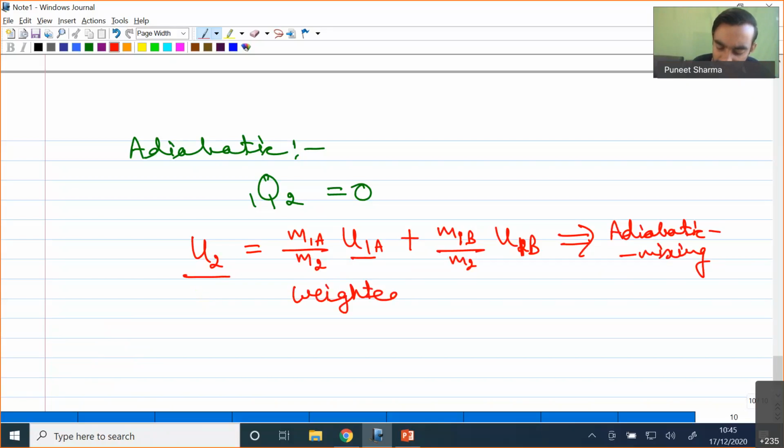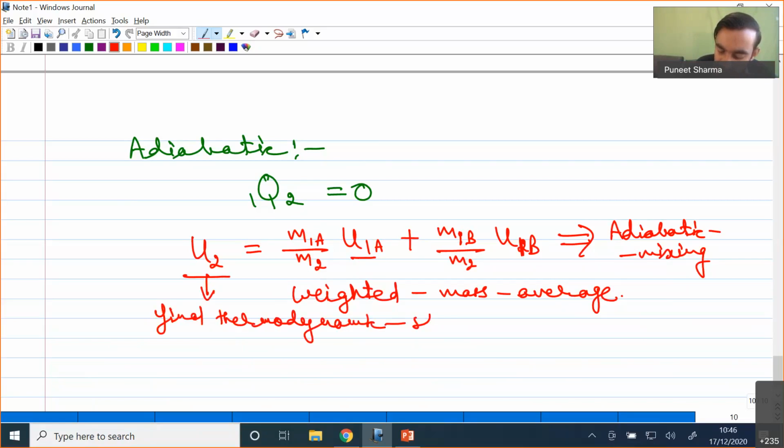So what we are having is nothing but a weighted mass average. Why weighted mass average? Because you can see M2 is your total mass. So M1A by M2 is nothing but the fraction of the mass of container A with reference to total mass, and this is the fraction of mass of container B. If we apply that fraction to the energy amount it is possessing, we get weighted mass average based properties, and these actually define the final thermodynamic state of the mixing process.